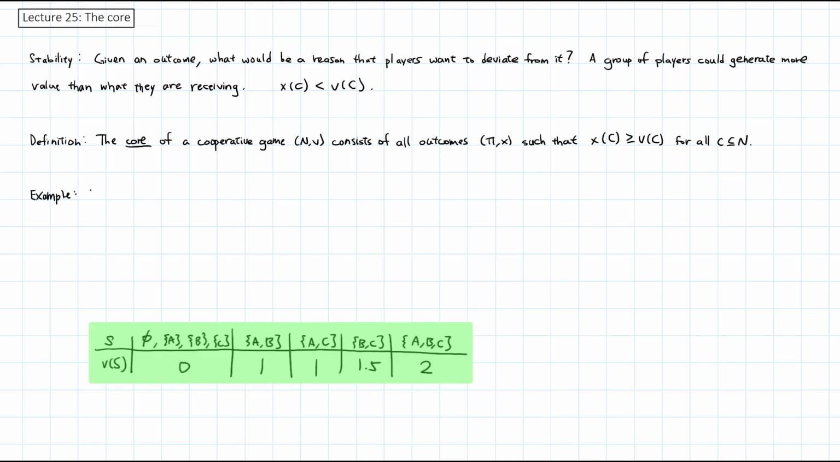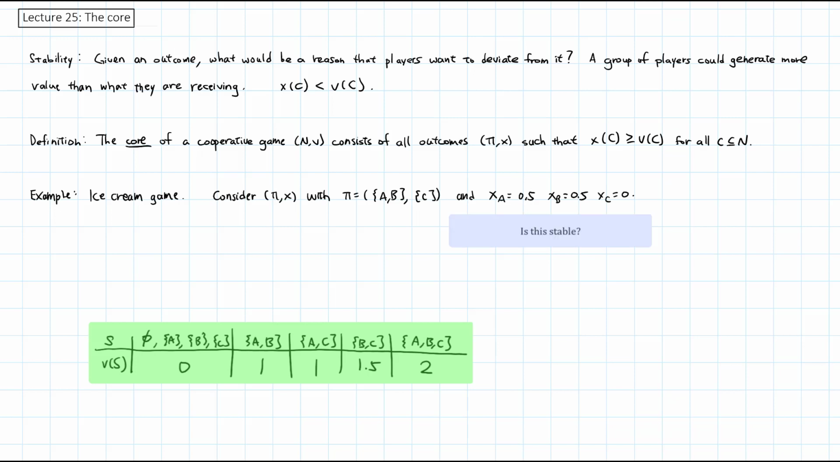In the example of the ice cream game, let's consider the outcome (π, x), with π being the partition of AB in one coalition and C in the other, and the payoffs are x_A is a half, x_B is a half, and x_C is 0. You can check that this is a valid outcome. But is this a stable outcome? And the answer is no.